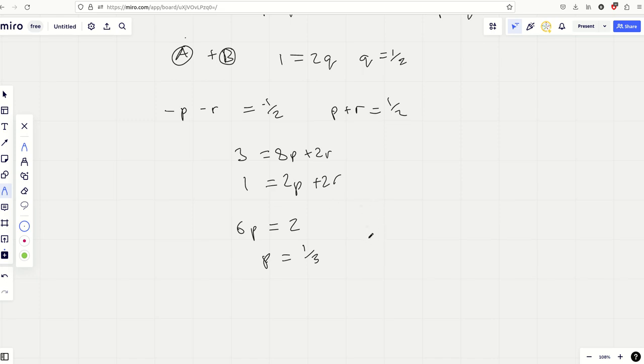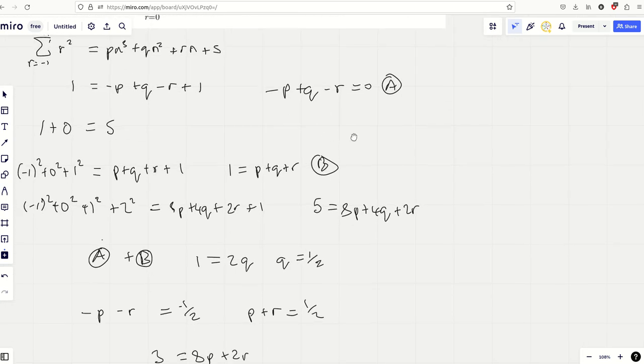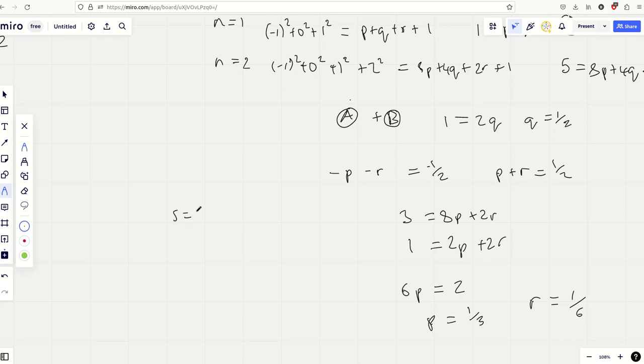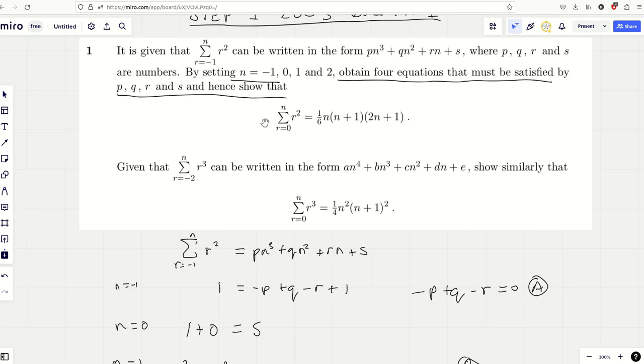Okay, so I've got p as a third, and if p is a third, I think we're going to get a third plus a sixth. So what have we got at the end here? Let's write them down all here. S equals 1, Q equals a half, P equals a third, and R equals a sixth. And so when we look at this, what have we found out? How can we relate this to this result here?